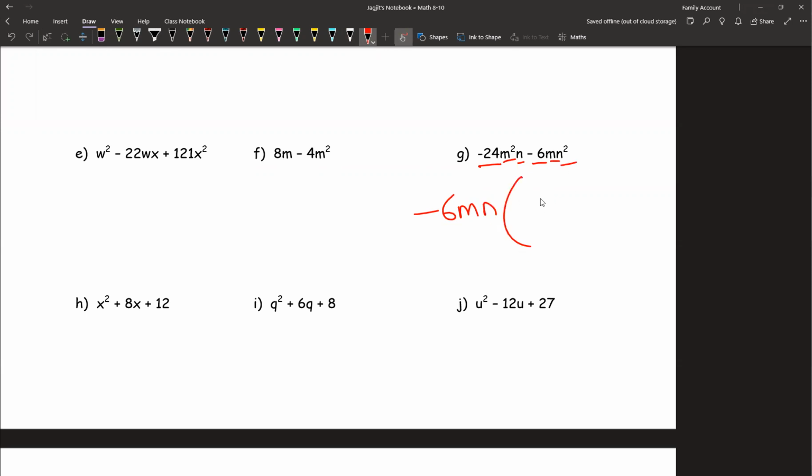So what's left out of the first one? If you factor out minus 6, this will just be 4. From m squared, I took 1m out, so there's 1m left. And you took that n out. Because you factor a negative, all the signs are going to change, so this becomes plus. I took 6 out, m out. From n squared, I took n out, so I'm left with only n. So it's minus 6mn times (4m plus n). Simple.